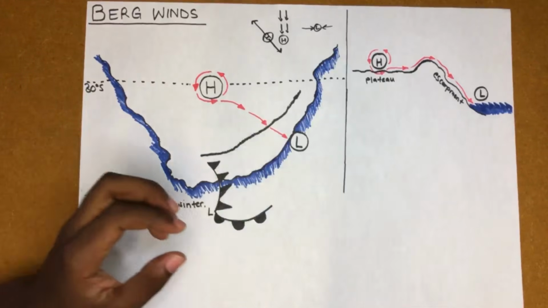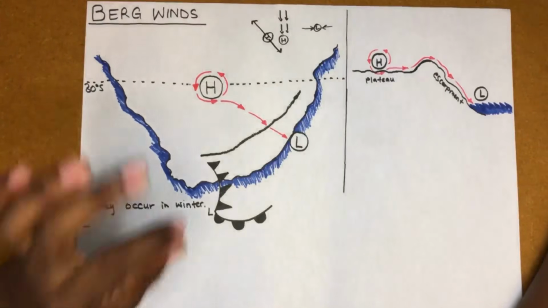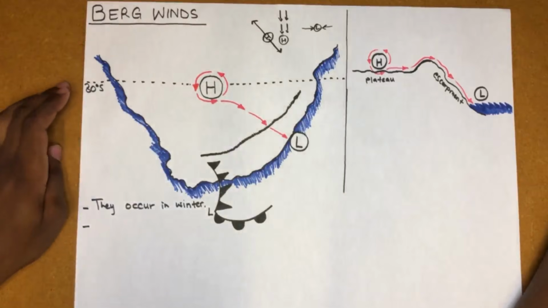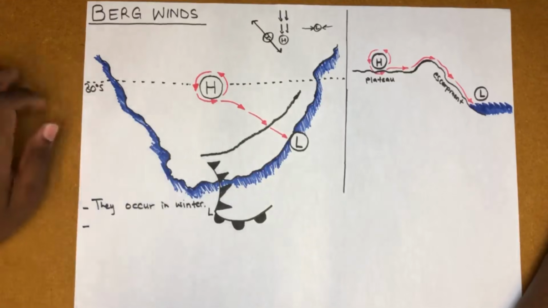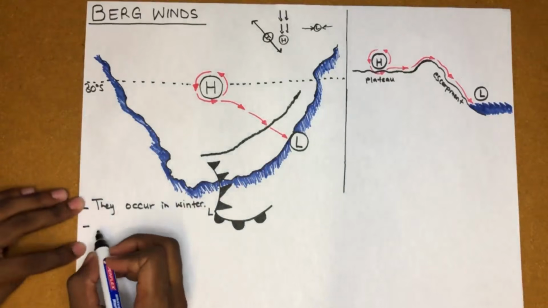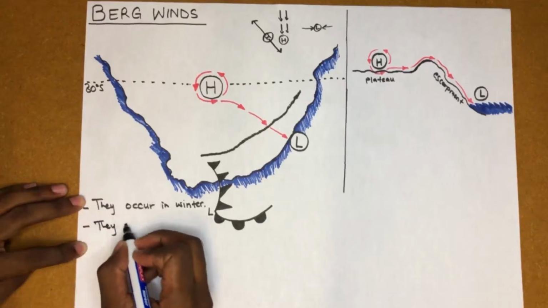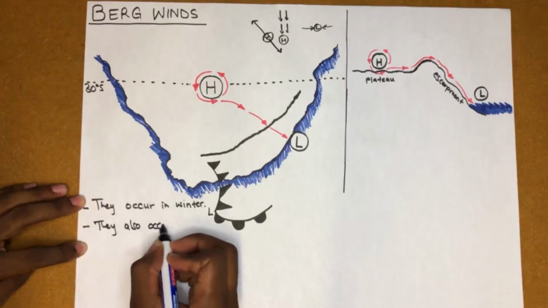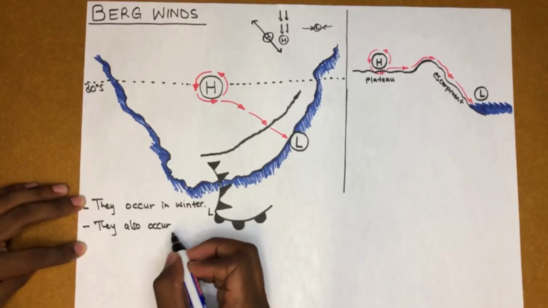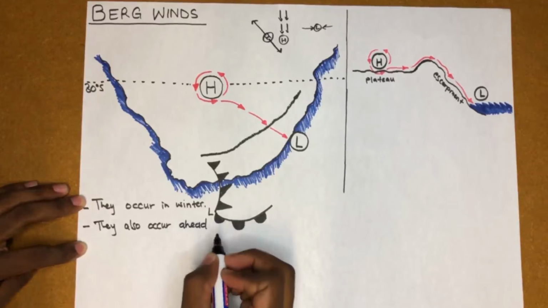The other thing that you have to understand is that bergwinds occur ahead of the mid-latitude cyclone, just before the mid-latitude cyclones impact the interior of South Africa, more especially the southwesterly region, which is around Cape Town there. So in this case, they also occur ahead there.